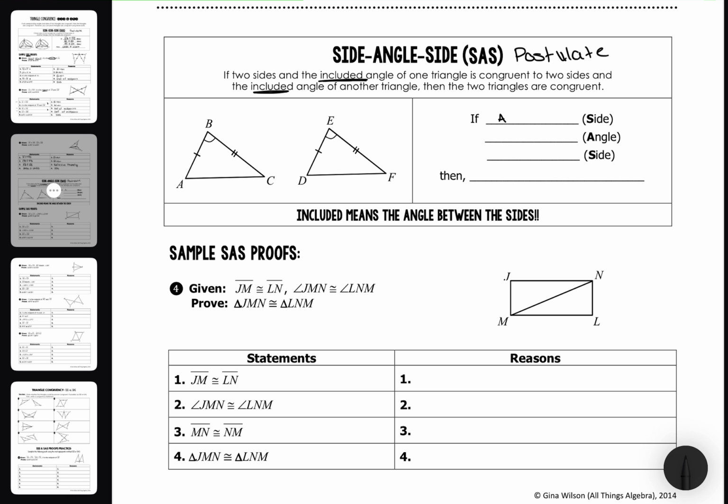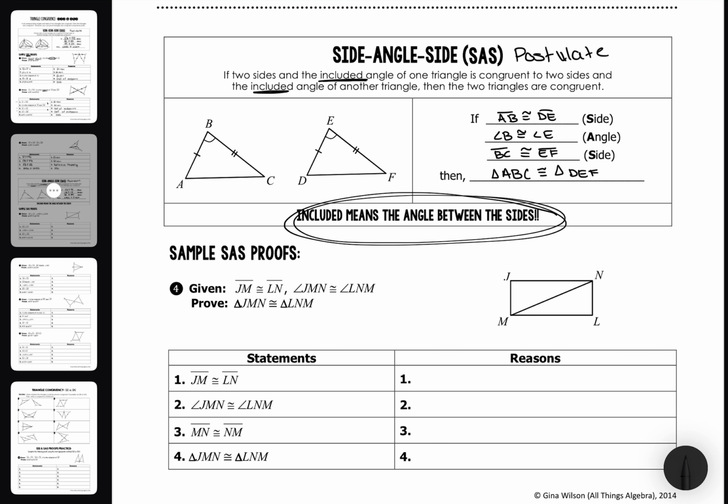So here we see that if AB is congruent to DE, if angle B is congruent to angle E, and if BC is congruent to EF, then that's plenty of information to go ahead and say these two triangles are congruent by side, angle, side. So triangle ABC is congruent to triangle DEF. All right, and again here you can see bolded, all caps, included is the one between the sides.